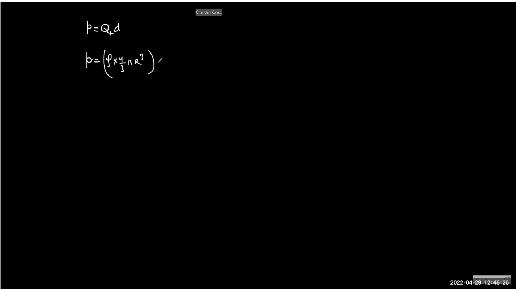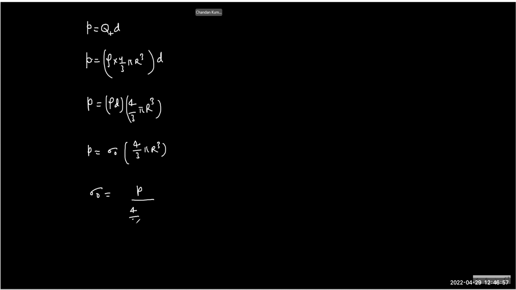Into d. You can see that this is as good as rho into d into 4 by 3 pi r cube. This is like a sigma naught. So sigma naught we can also replace in terms of dipole moment, which is P upon 4 by 3 pi r cube, isn't it?